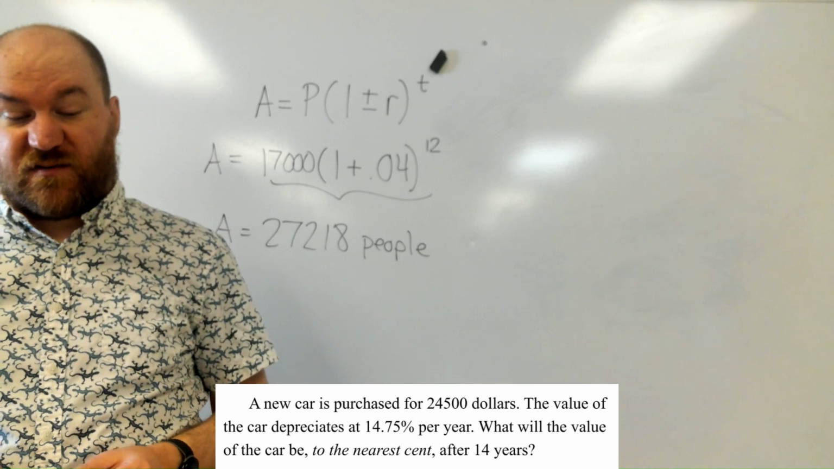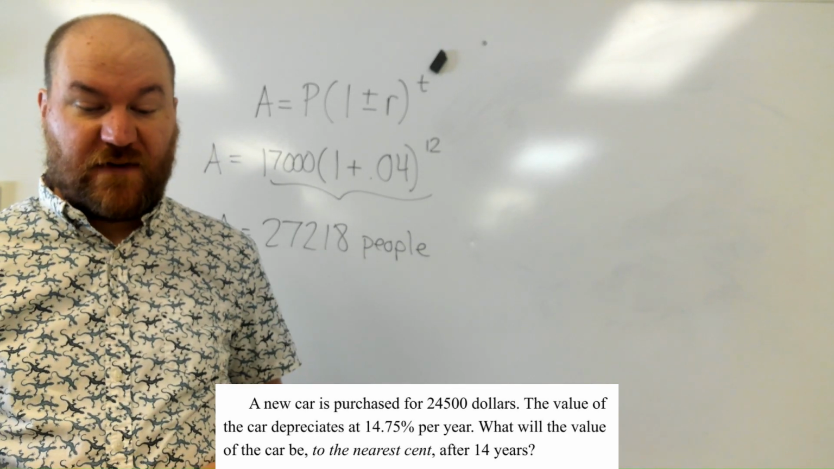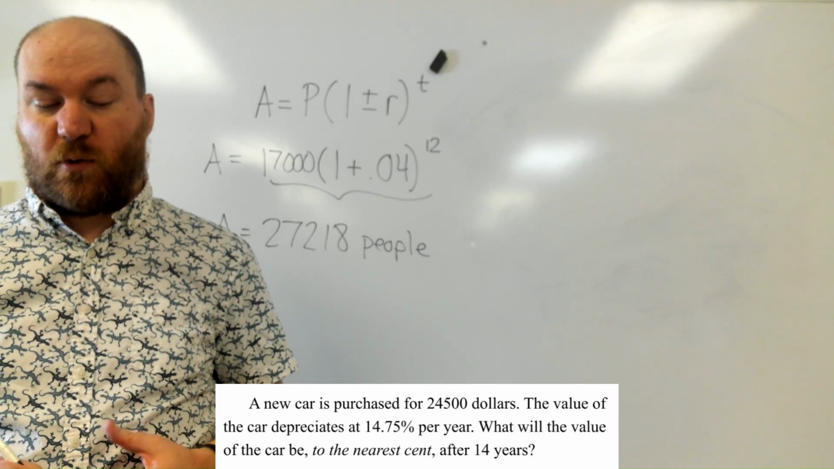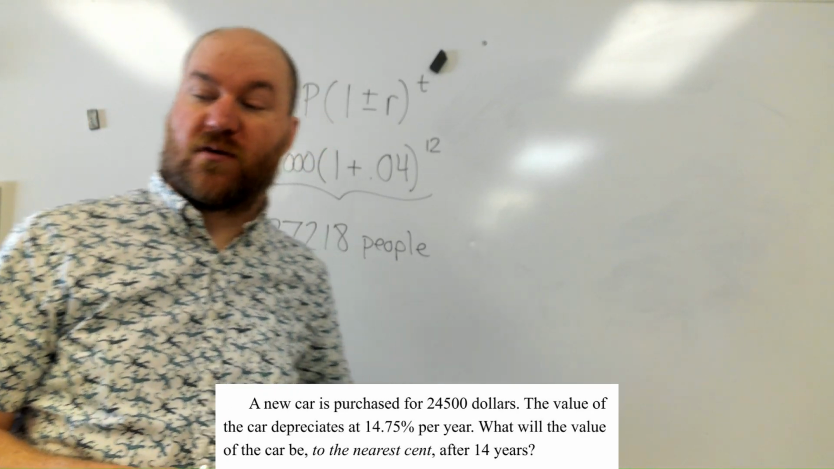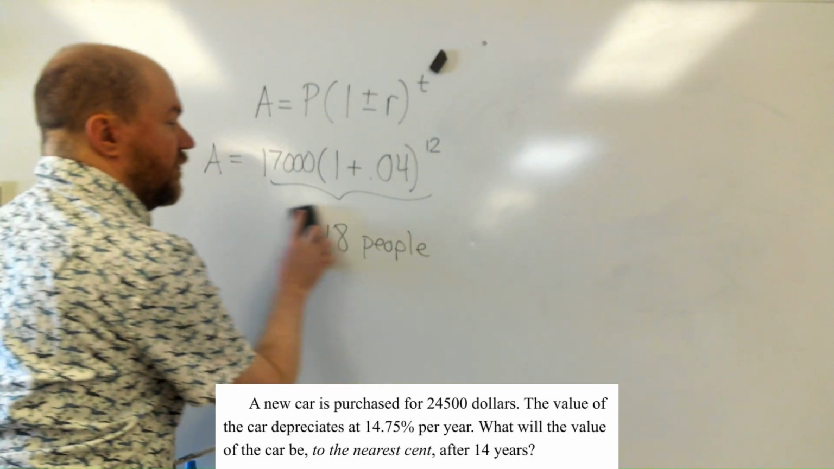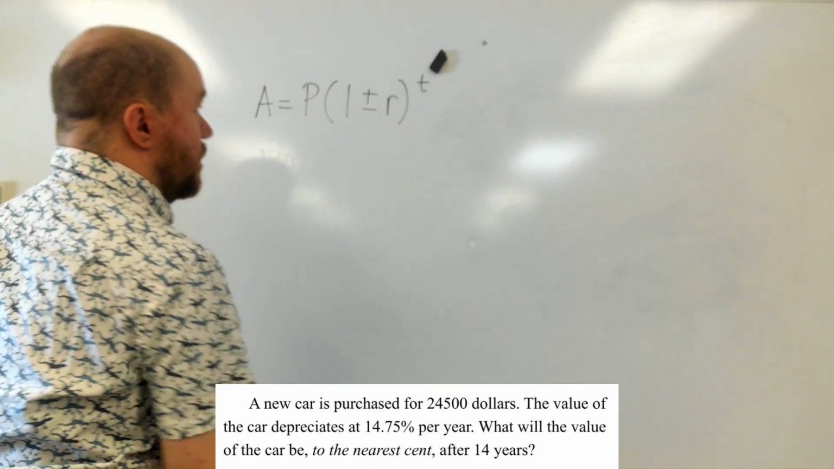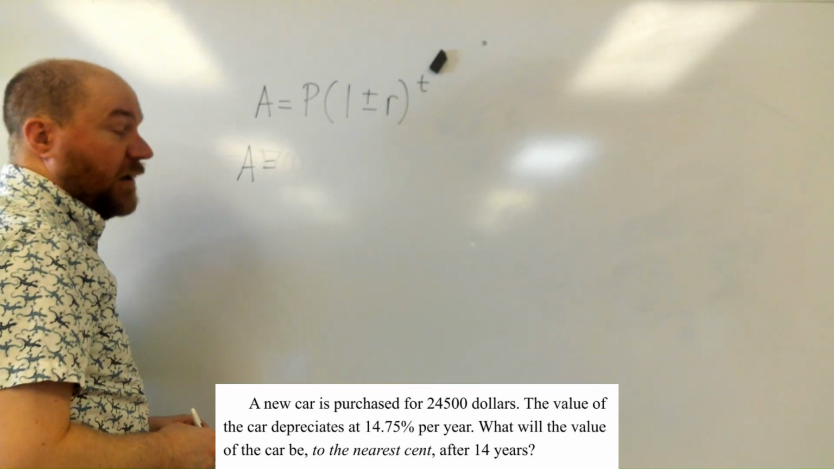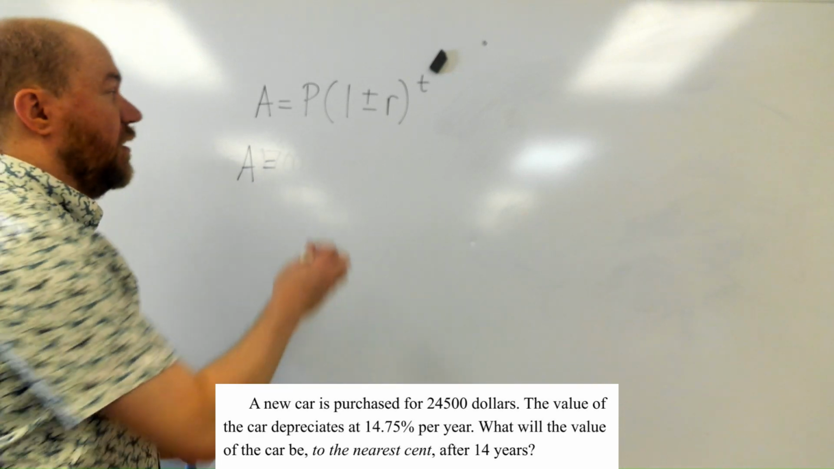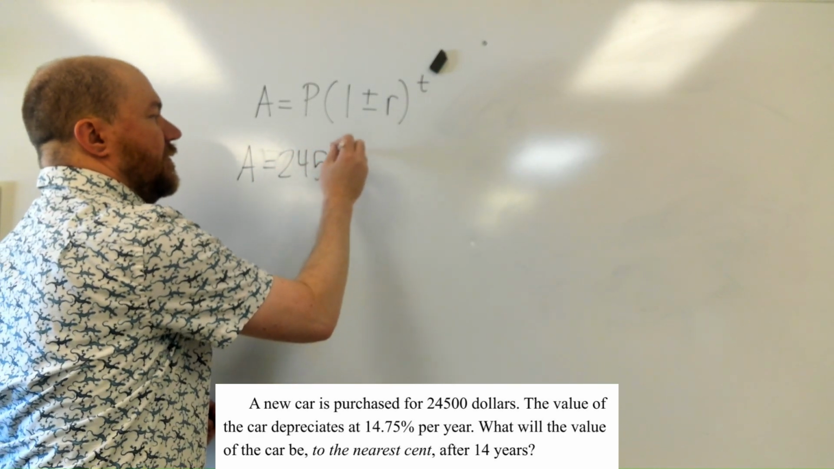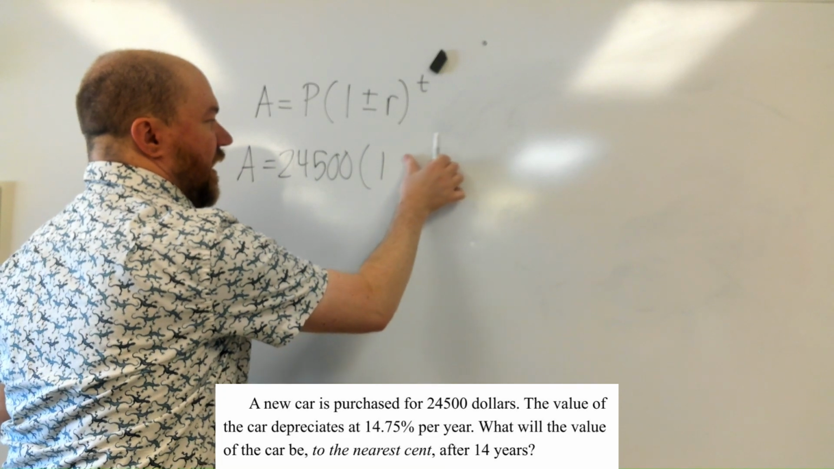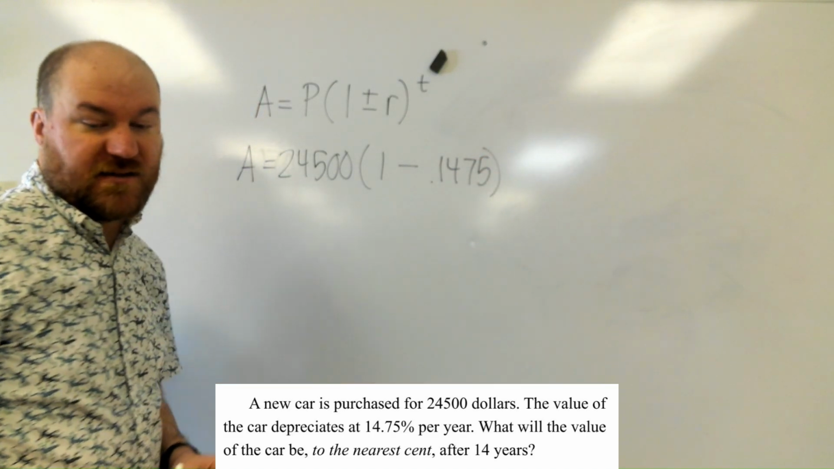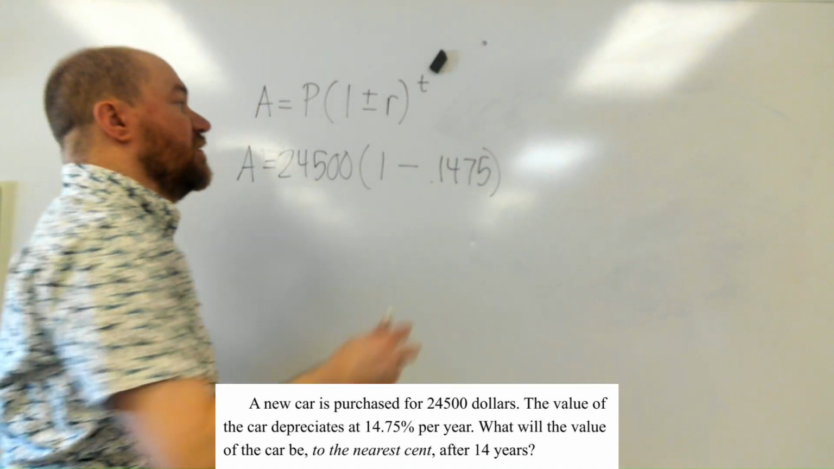A new car is purchased for $24,500. The value of the car depreciates at 14.75% per year. What will the value of the car be to the nearest cent after 14 years? So this question is the same formula. The only difference is depreciating means it's losing value. So our A is what's unknown. Our P is our starting value. Our rate as a decimal is 0.1475. And our time is 14 years.